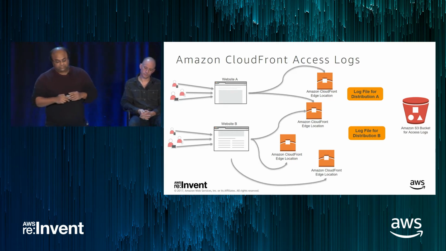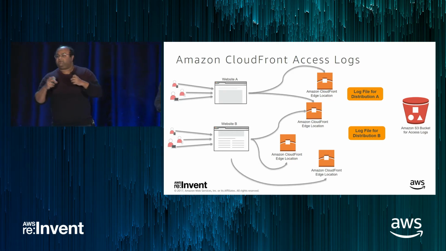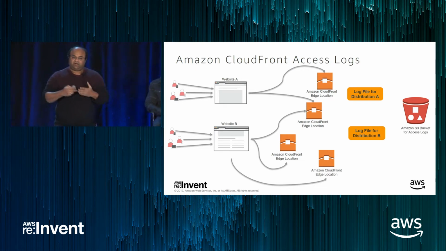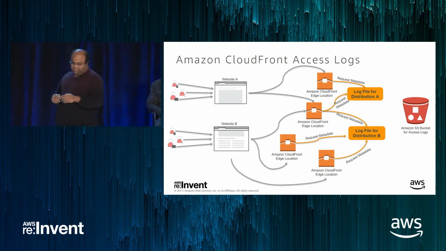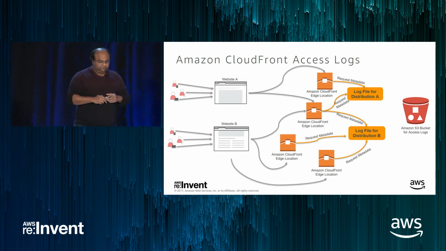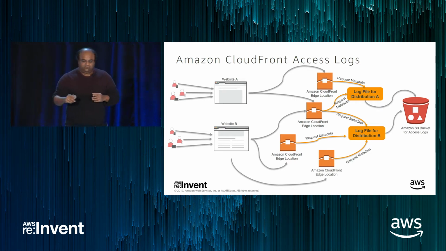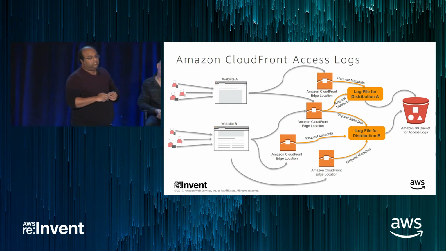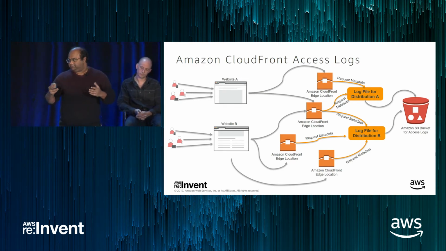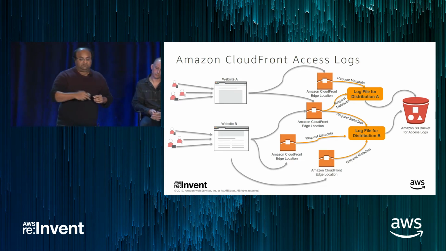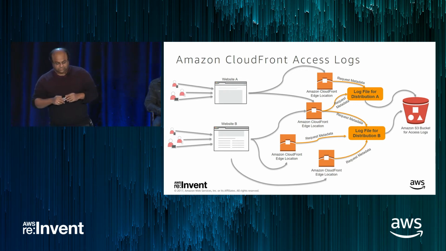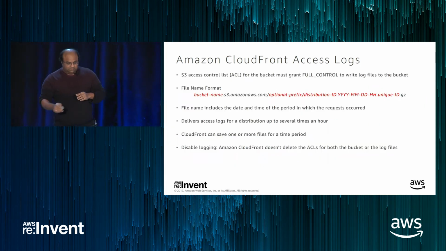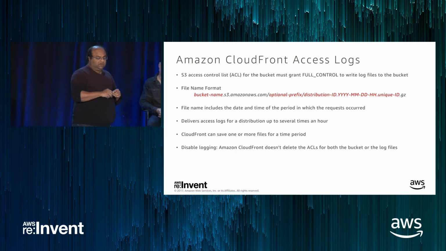Once it hits that edge location, CloudFront captures some of the metadata, and then it writes to a log file. These log files are one per distribution. Then periodically, CloudFront will deliver those log files into the S3 bucket that you have configured. And once the files are delivered, CloudFront will start another file, and the subsequent requests will be logged into the other file. Few other things to note about the CloudFront access log.